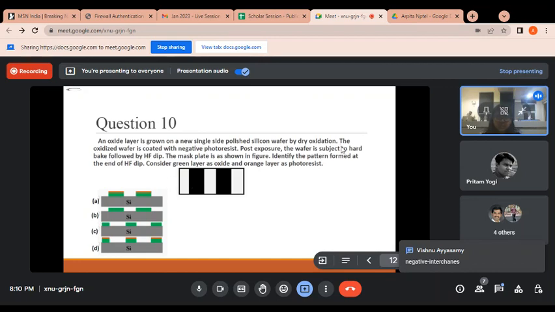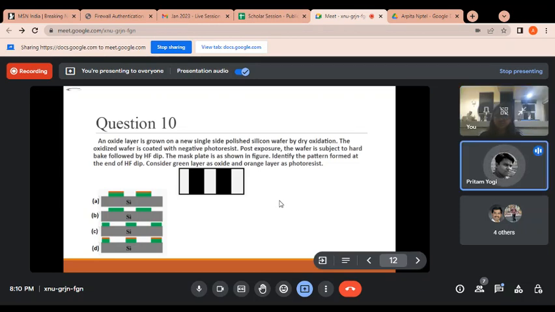Then the wafer is subjected to hard bake followed by the HF dip. So what is the pattern coming out after the HF dip? They are asking for it. The mask plate is shown in the figure. Identify the pattern formed at the end of the HF dip. So the answer, I think, will be the first one.